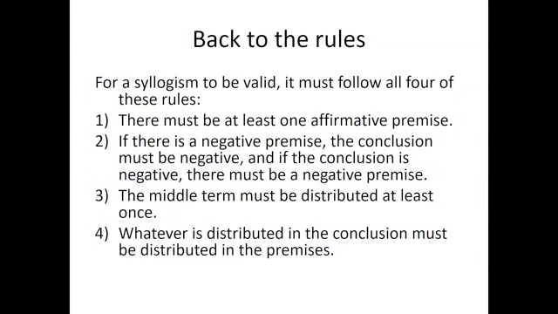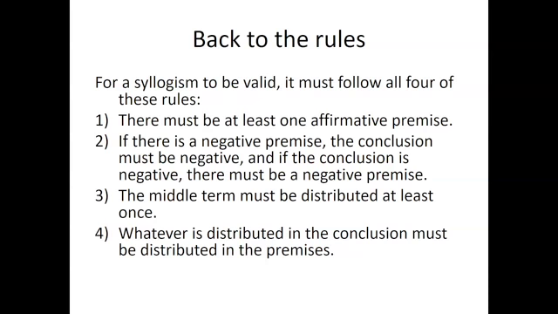So back to the rules again. For a syllogism to be valid, it must follow all four of these rules. First, there must be at least one affirmative premise. Second, if there is a negative premise, the conclusion must be negative. And if the conclusion is negative, there must be a negative premise. Third, the middle term must be distributed at least once. And fourth, whatever is distributed in the conclusion must be distributed in the premises.